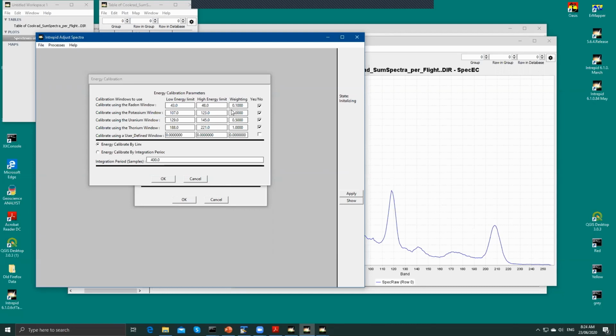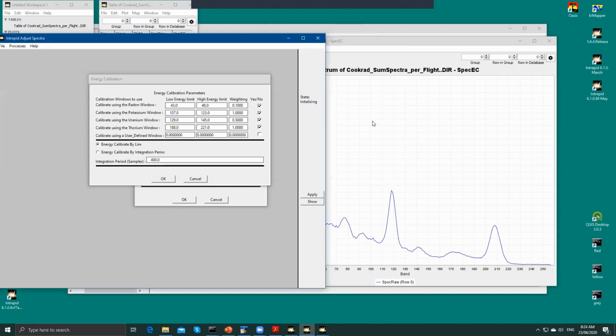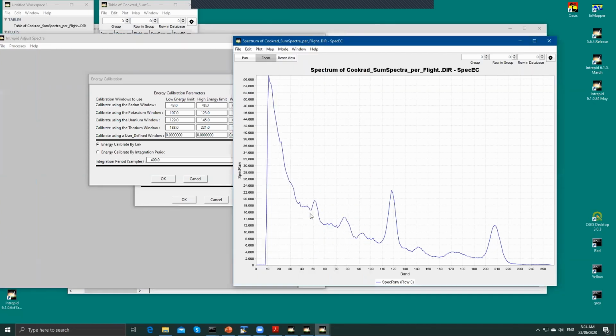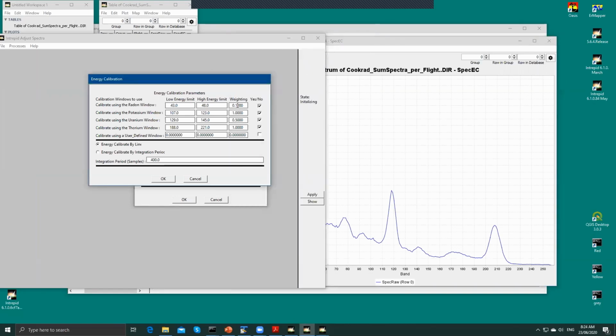You can also set weighting here. There is a bit of a 501 peak here, from 43 to 48, but it doesn't see that peak here, so I give it a low weighting. There is lots of potassium in there, so we give it a weighting of 1. There is not that much uranium, so I gave it a weighting of 0.5. And thorium is a nicely defined peak, so it gets a high weighting. You can obviously use a user-defined window, but I'm not doing that at the moment.